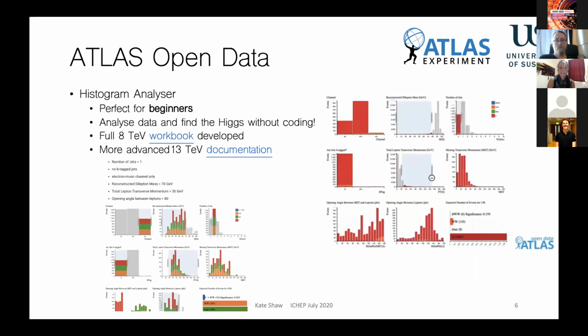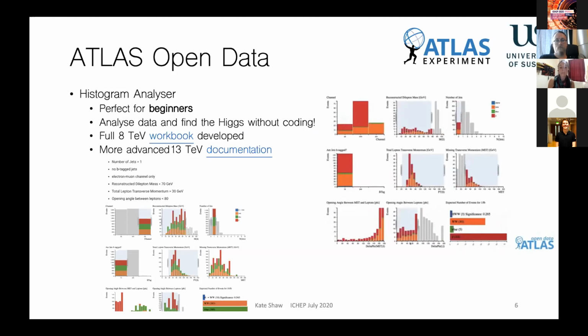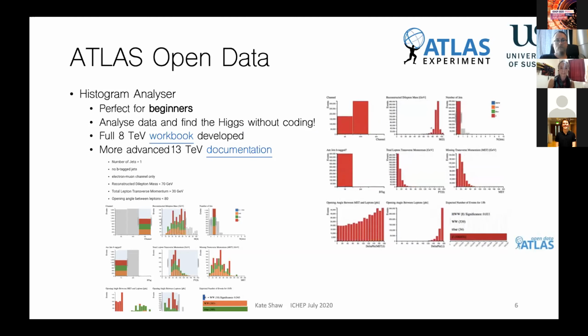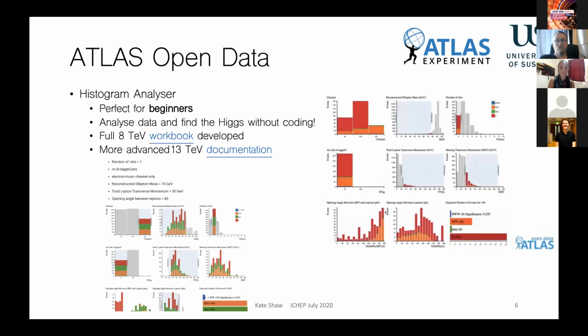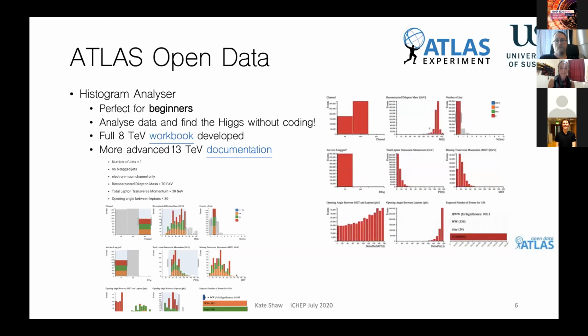So this is our data visualization. It's called our histogram analyzer. The point of this is that, again, the general public, high school students, or anyone without a strong background in coding can actually access our data and understand a little bit about how we do particle physics without the need for coding. So this is really perfect for beginners. We have two analyzers available, one on 8 TeV and a slightly more advanced one for 13 TeV.